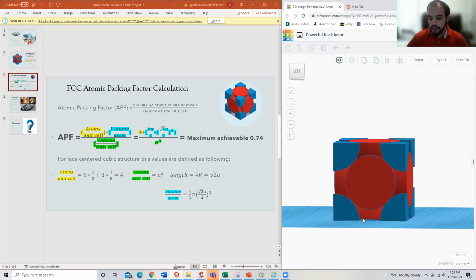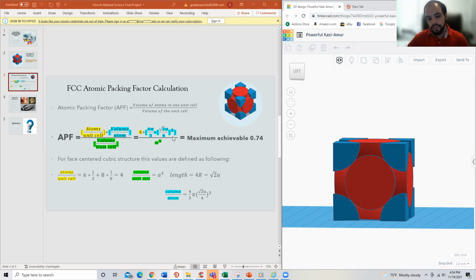And if we apply the Pythagorean theorem, we get that that is equal to the square root of 2 times a. If we want to solve for r, we just divide by 4 on both sides and we get r equals the square root of 2 times a over 4. We plug that into the volume of a sphere and all together into the formula for atomic packing factor.